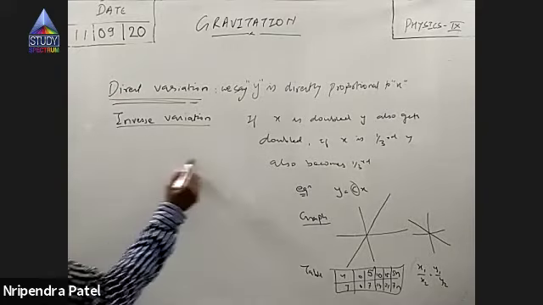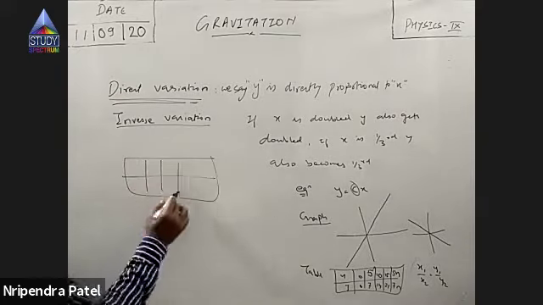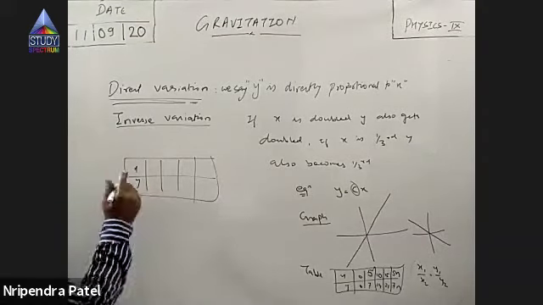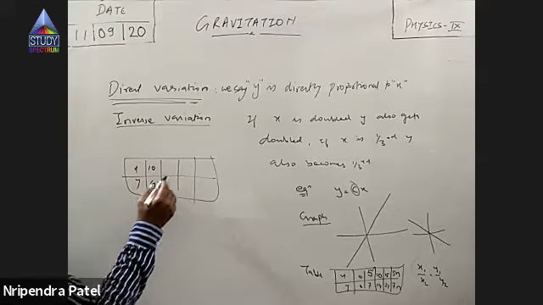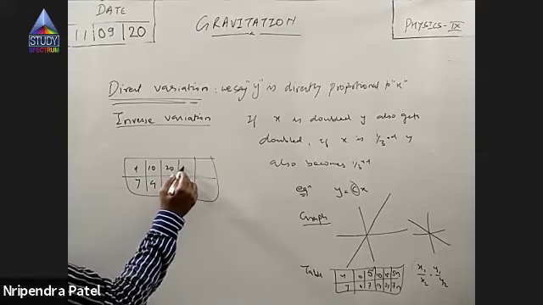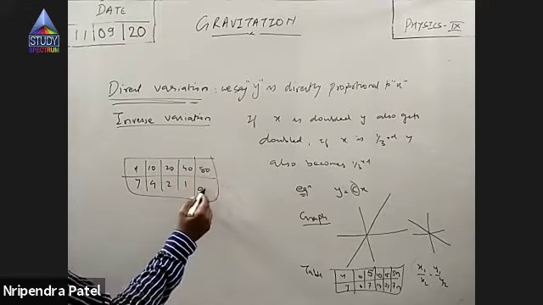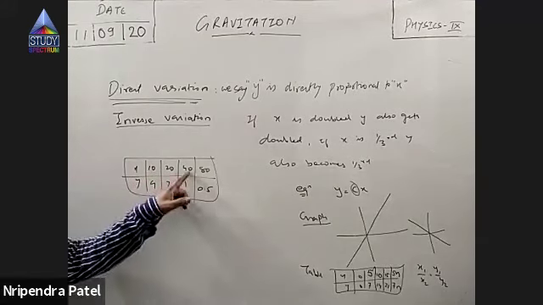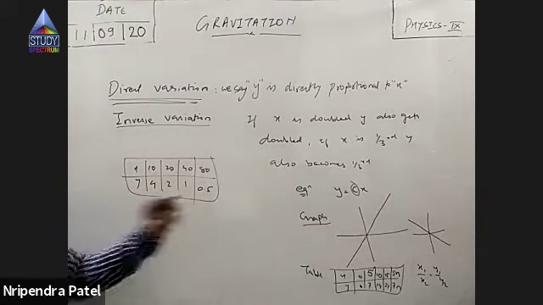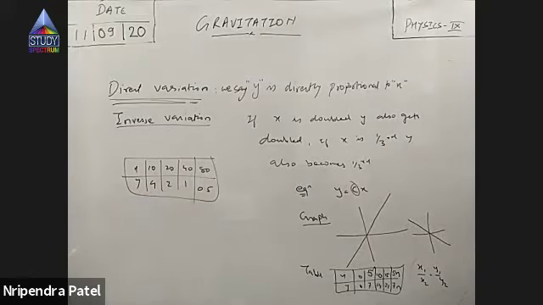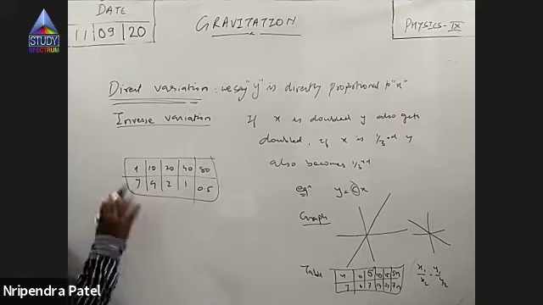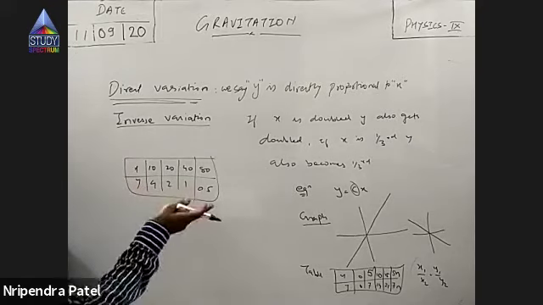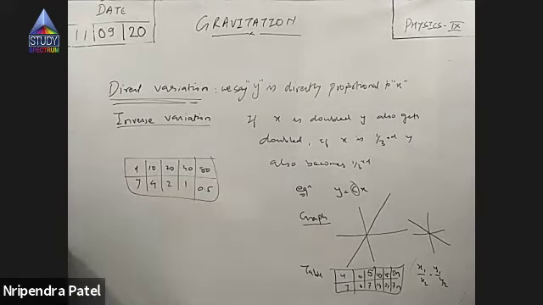It goes like this. If you prepare a table of the values of x and y: x is 10, y is 4; x is 20, y is 2; x is 40, y is 1; x is 80, y is 0.5. See, x is doubled, y is halved. x is made 4 times, y is made 1/4. x is made 8 times, y is made 1/8. So this is what we say is inverse variation. When y is inversely proportional to x, we mean that when one of them is doubled, the other gets halved.